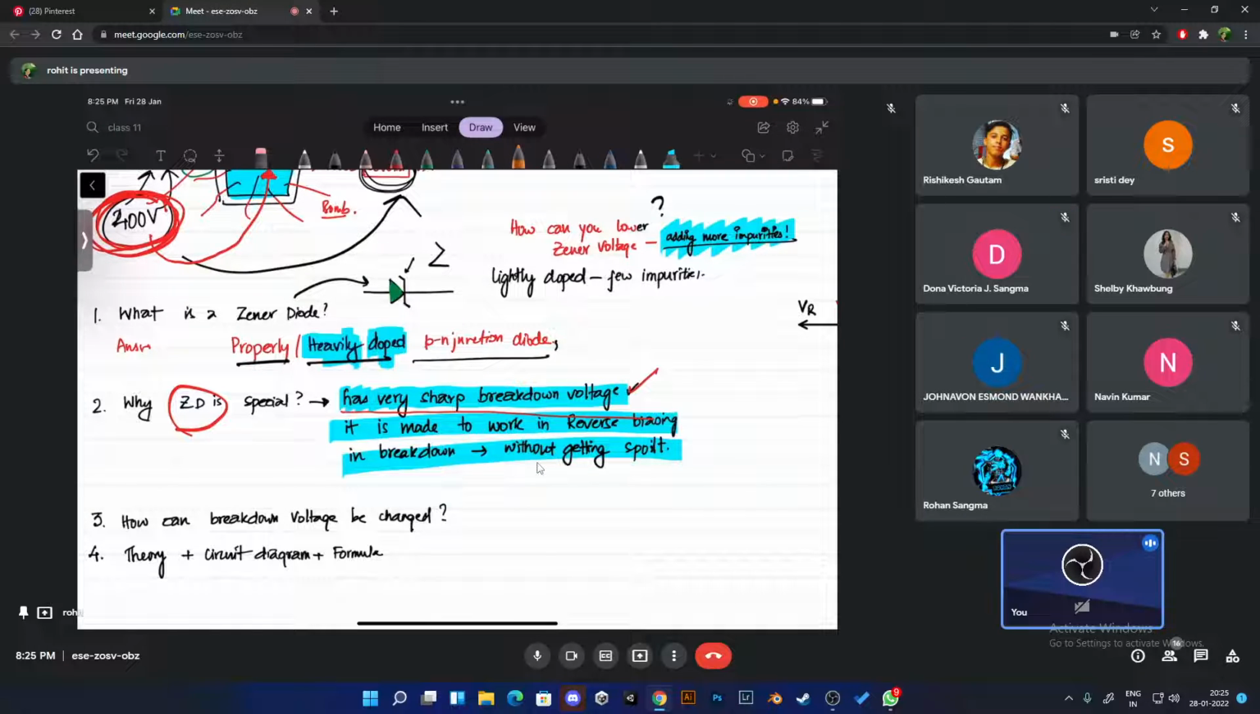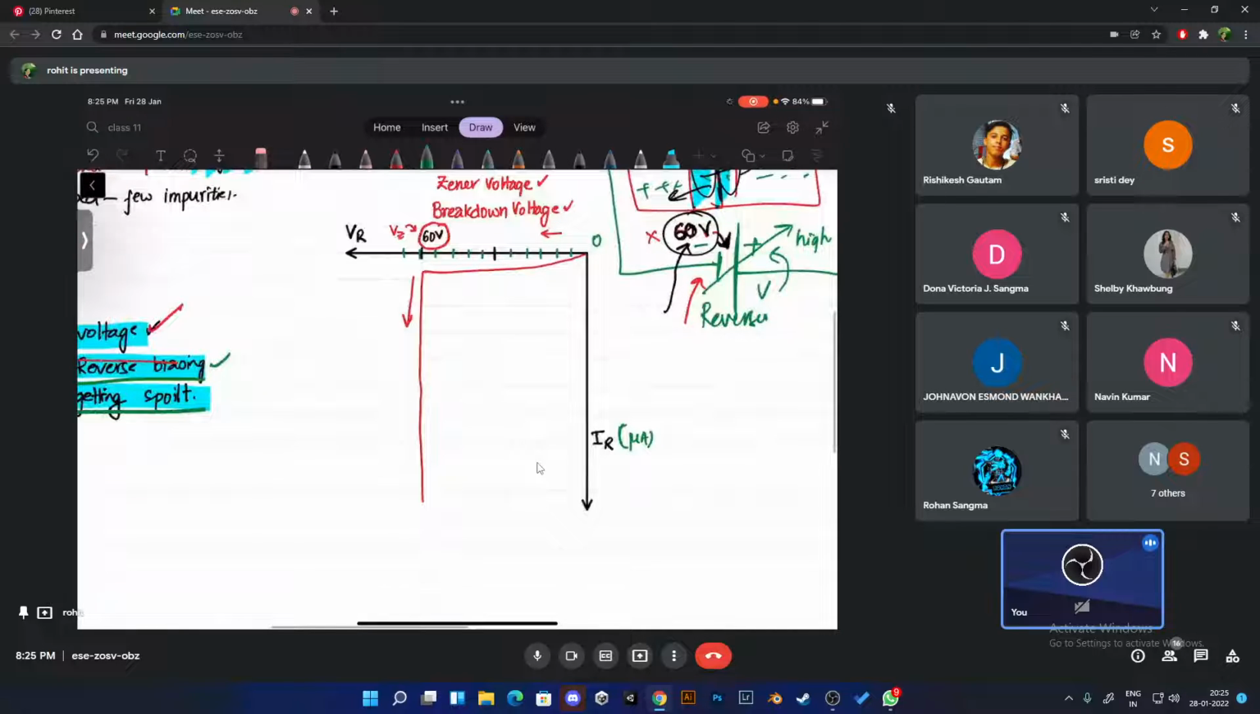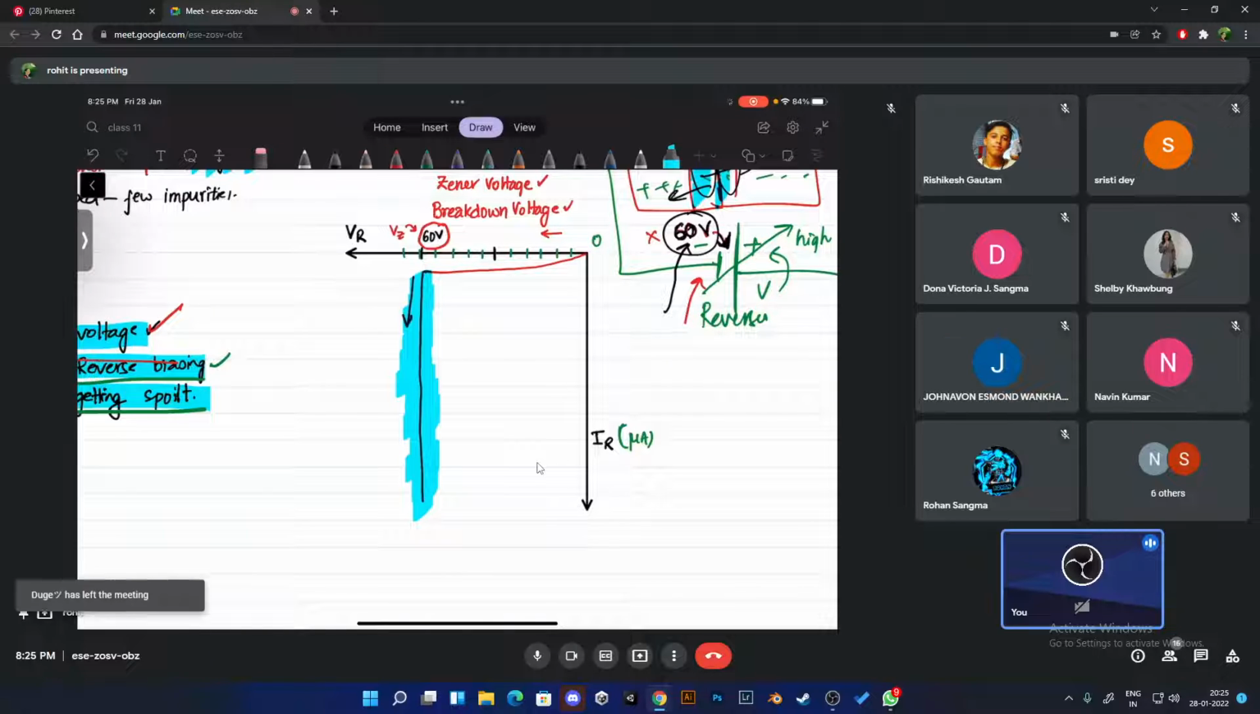The zener diode is made to work in reverse biasing. That we know, and it is going to work in which region? In the breakdown region. It's made to work in the breakdown region, and it will not get spoiled. I'll tell you what that means. If it was a normal diode and you allow this current to pass, I have already told you before what will happen in this region. What is this called? Breakdown region, right?